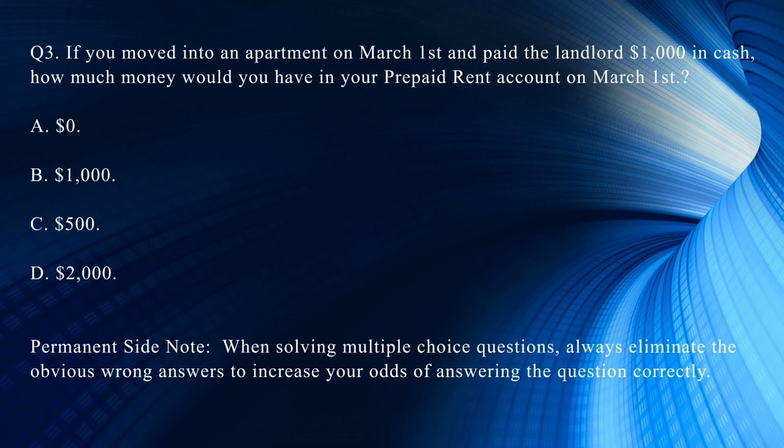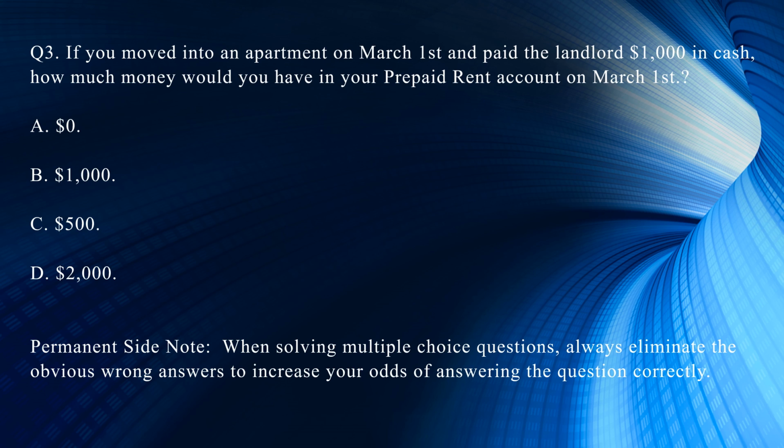Question 3. If you moved into an apartment on March 1st and paid the landlord $1,000 in cash, how much money would you have in your prepaid rent account on March 1st? A, $0, B, $1,000, C, $500, or D, $2,000.